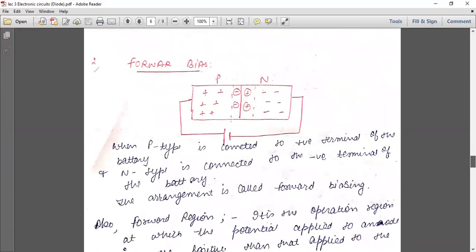So what happens in this forward biasing? See, here is the positive terminal and here is the negative terminal. The positive terminal will release positive charge. So the positive charge will come from here and go into your p-type. So here the concentration of holes will start to increase. And in the case of the negative terminal, it releases negative electrons, due to which the concentration of electrons gets increased in the n-type semiconductor. Due to this, the concentration of holes in p-type and electrons in n-type starts increasing, and the depletion region starts decreasing.